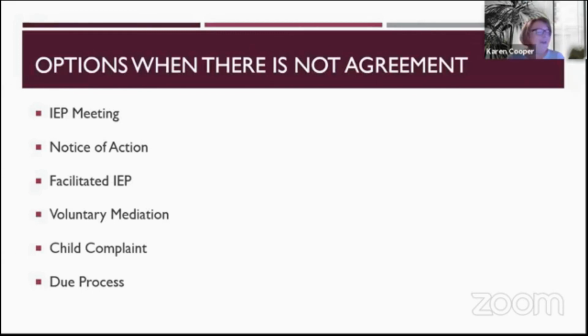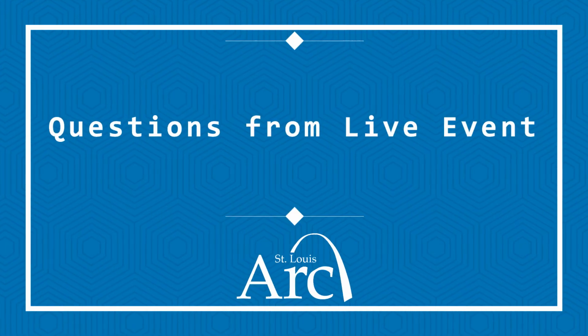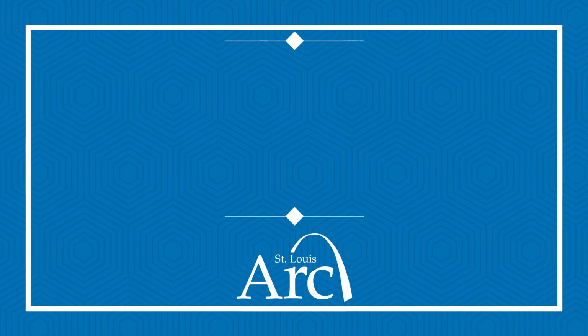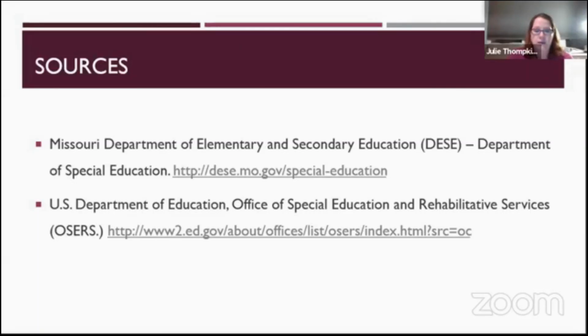So that is building an effective IEP. It looks like we do have a question. Who do we contact if we feel our caseworker is not providing the help we need or answers to the questions we have? And what is an acceptable wait time when waiting for help or a response from our caseworker?